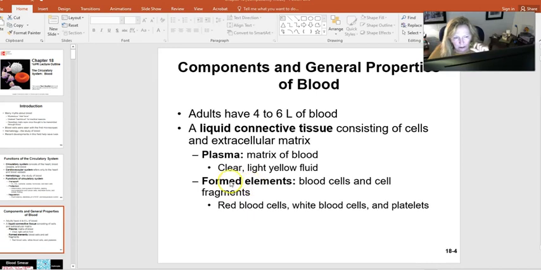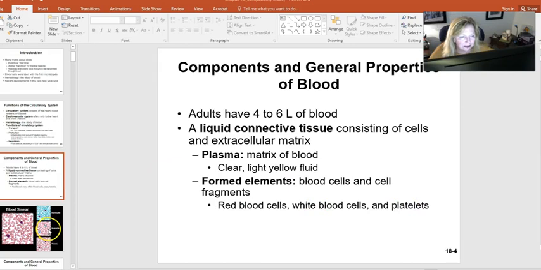The cellular components, the formed elements, include red blood cells, which are called erythrocytes, white blood cells, which are known as leukocytes, and then platelets, which are called thrombocytes. You'll see those terms in just a minute.